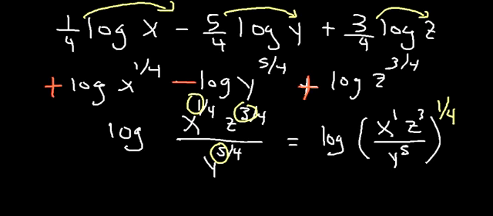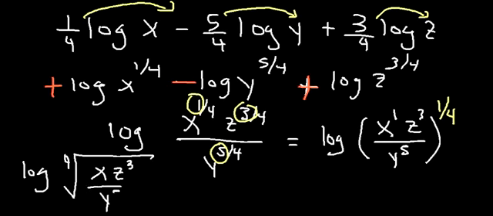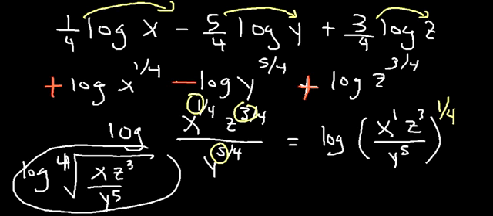And then move that 1/4. Well, you could move it to the front, but you don't have to. But what we could do is turn it into a radical, in this case, the 4th root. So we could say this is the 4th root of x to the 1, which is just x, z cubed, and then y to the 5th. We can write that as a final answer. So whenever you have fractions, you can convert it back to radical form. So that concludes that example.